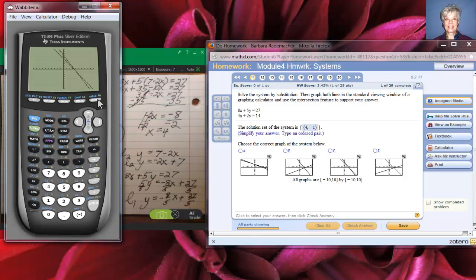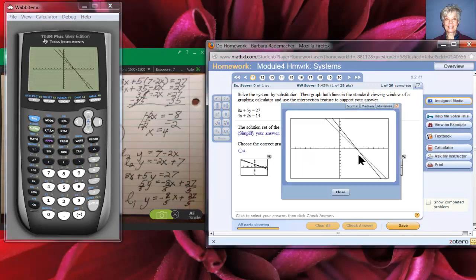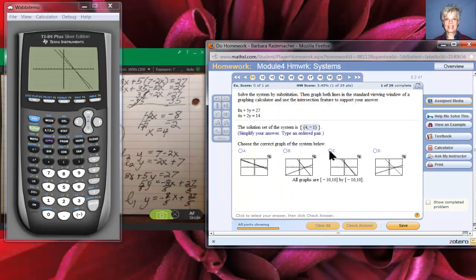Aha! I bet it's this one. I would have voted for B. But C, you better stop and know what you're doing. That's it. Rats. Okay, now let's check the answer. Good job, and a heck of a lot of trouble. Talk to you later.